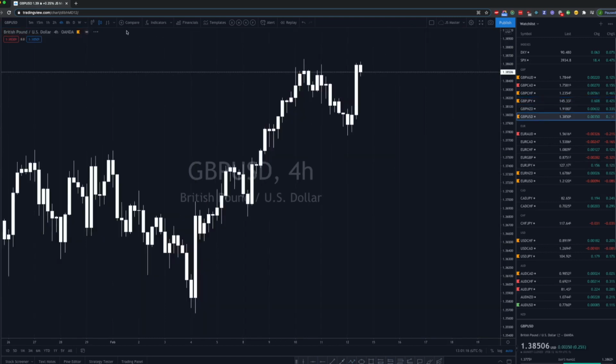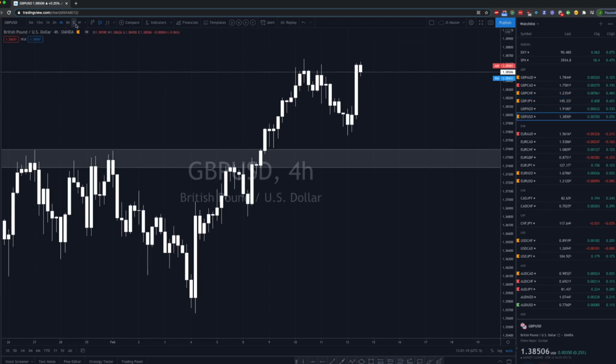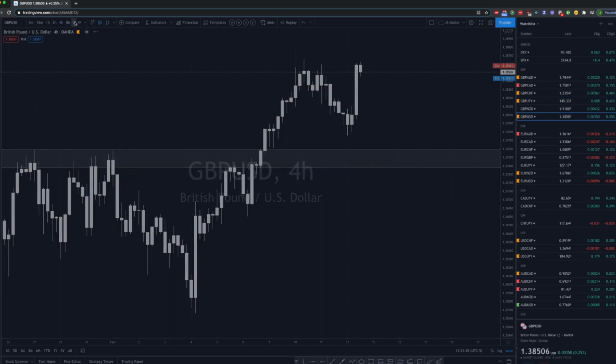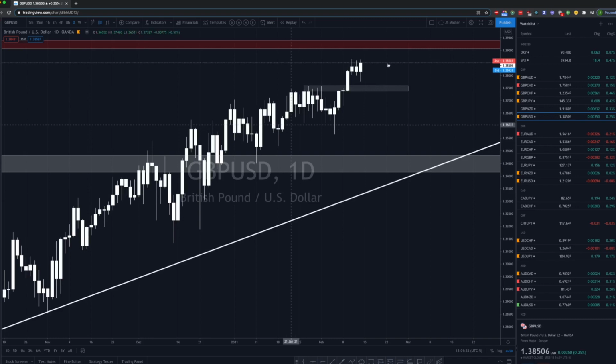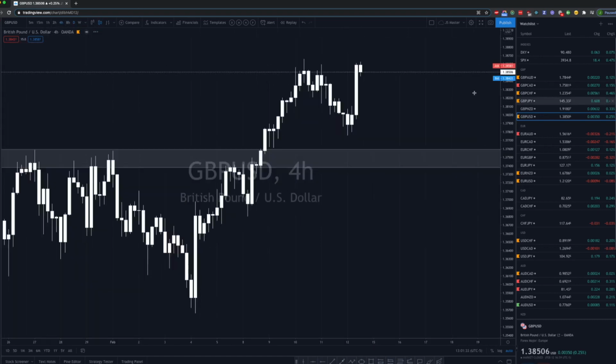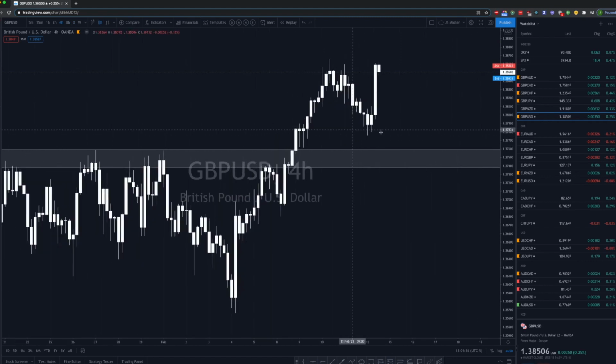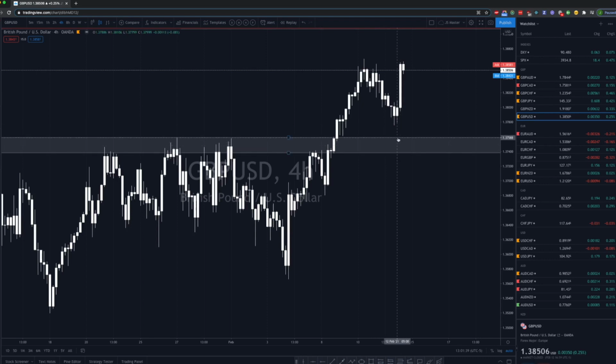GBPUSD. So let's have a look. Daily time frame. Right. So we had price break these recent highs on the daily time frame. Right. It didn't quite push back into the level. But if you see on the 4-hour time frame, it kind of did push lower, but I was just expecting it to pull back a little bit deeper.